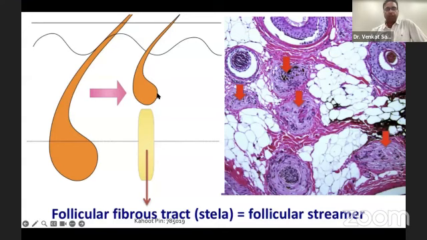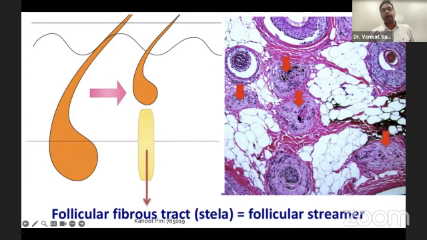So let's see what the answer is. The follicular fibrous tract, or fibrous stela, or follicular streamer, is the remnant of the follicle that remains when the hair recedes up. And this can be seen either in catagen telogen follicles or in vellus follicles. When I say vellus follicles, I'm not talking about the vellus hairs that are normally present. I'm talking about miniaturized vellus hairs, okay? So we're talking about androgenetic alopecia in that context. When you're seeing miniaturized hairs in that context, because there was a follicle there at the bottom previously, there is a fibrous tract, which is a remnant of the previous terminal hair, okay? And that's what it looks like.